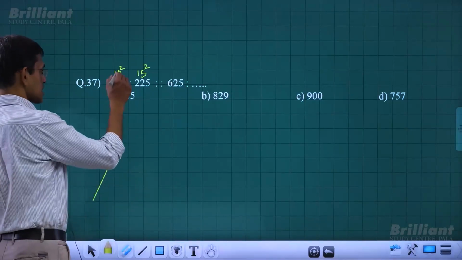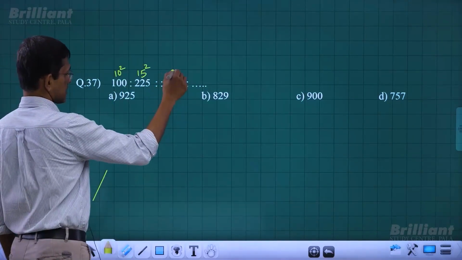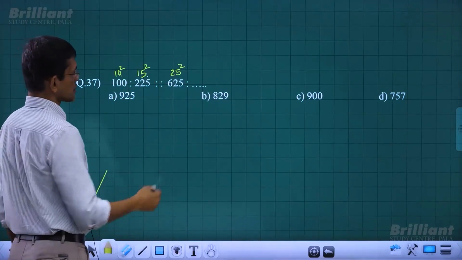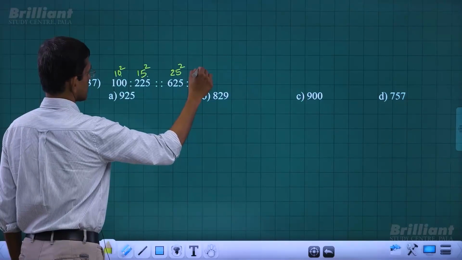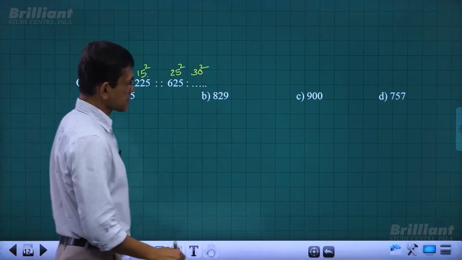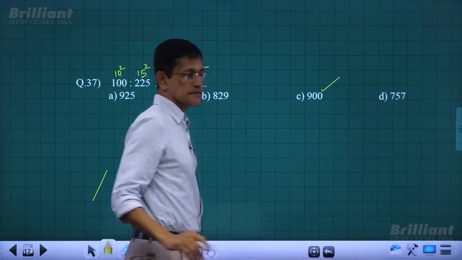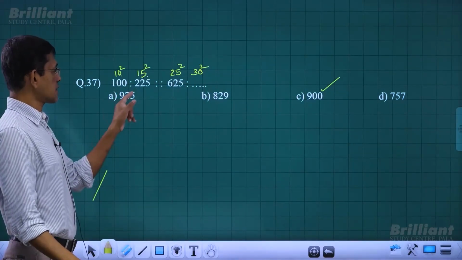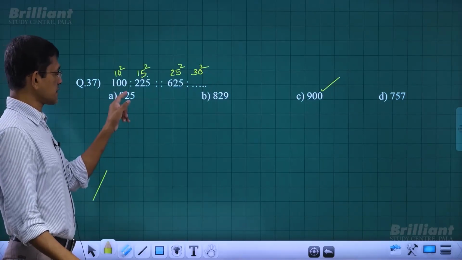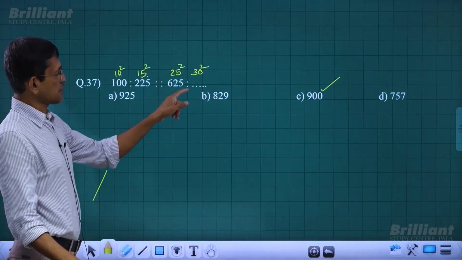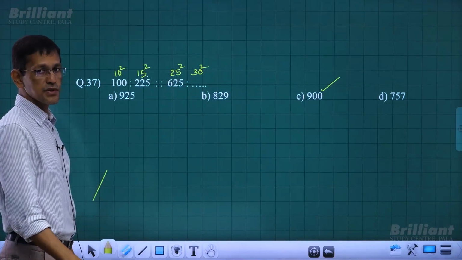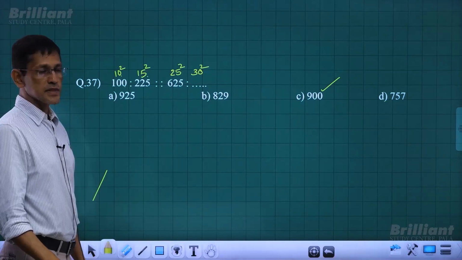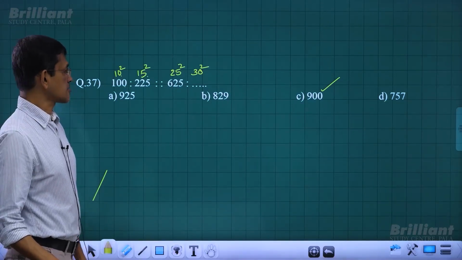Next possibility, 10 square and 15 square. So 10 plus 5 is 15, so 25 and 30, 30 square. 30 square is a good answer. So 30 square, what we have here? Yes, 900. Well, 750 is the correct answer as well. If you take the difference, 100 and 225, the difference is 125. So 625 plus 100 is 725, plus 25, 750. So 750 is the answer.